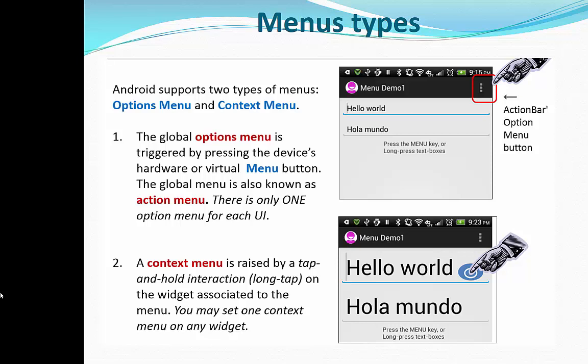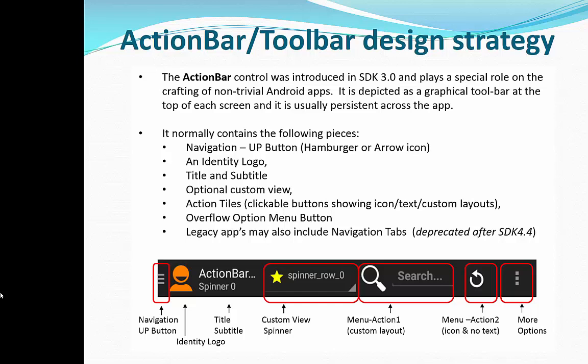Context menu. A context menu is raised by a tap and hold interaction, a long tap, on the widget associated with the menu. You may set one context menu on any widget. What is the global menu? The global menu sits on the toolbar or action bar. You may be asking me what the difference is between action bar and toolbar.